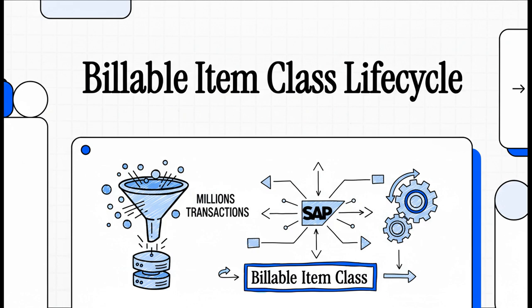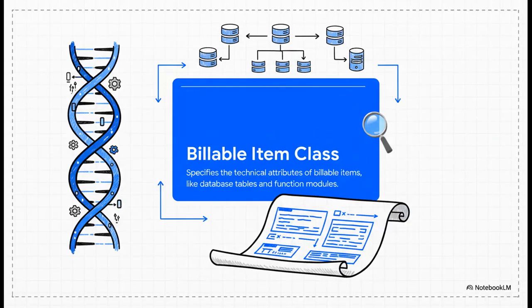We're going to follow the entire life cycle of a super important piece of SAP billing, the billable item class. So, first things first, what even is a billable item class? The best way to think about it is like it's the DNA for all your billing data. Seriously, it's the technical blueprint that tells the system exactly how to structure and store every piece of information. We're talking everything from the database tables right down to the individual fields. It is absolutely foundational to the whole shebang.